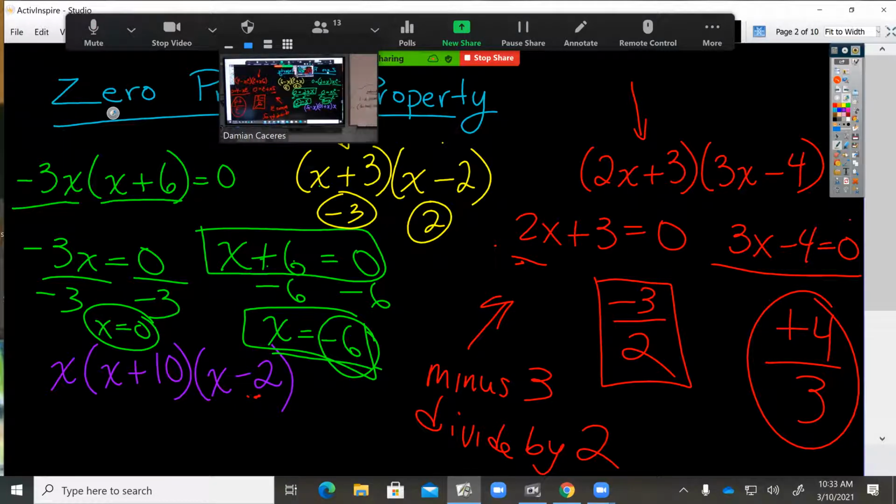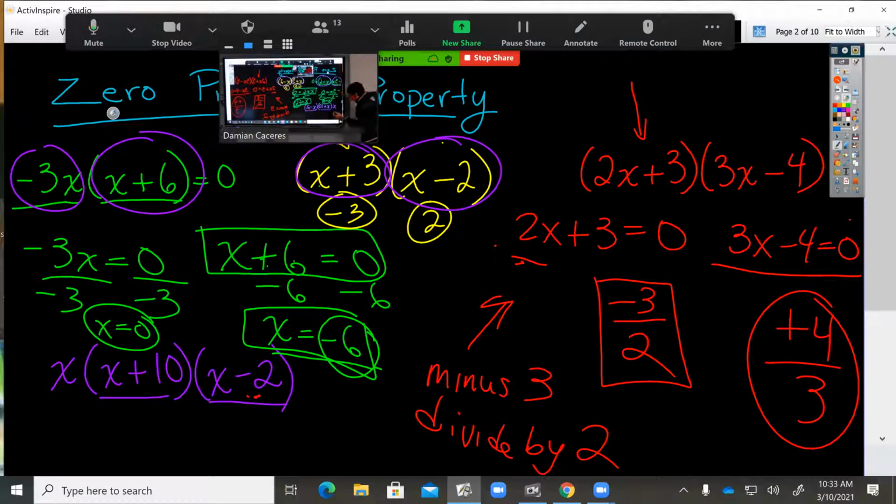Now, on purple, how many factors do you see there? How many factors? 3. Here, you have 1, 2 factors. Here, you have 1, 2 factors. All of these have 2 factors. Here, you have 1, 2, and 3. A factor is something that's being multiplied. There's 3 things being multiplied there. All 3 get made equal to 0 and solved.